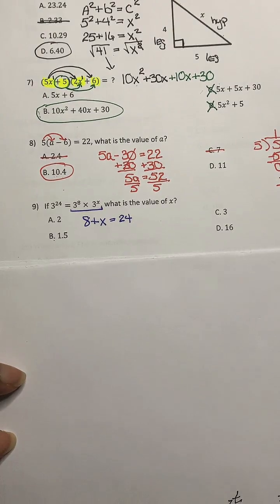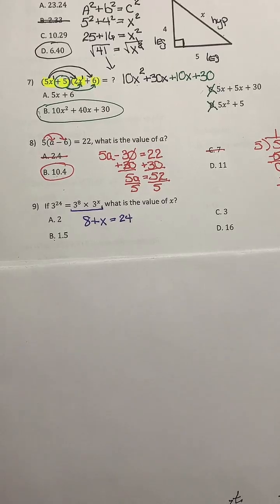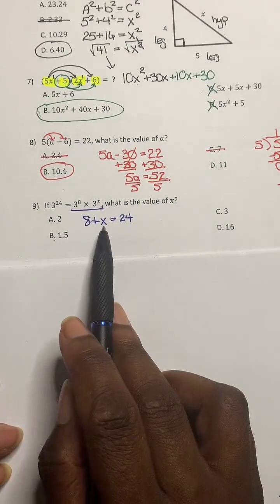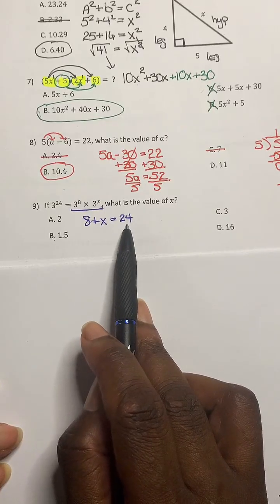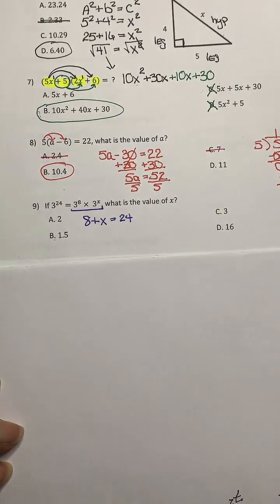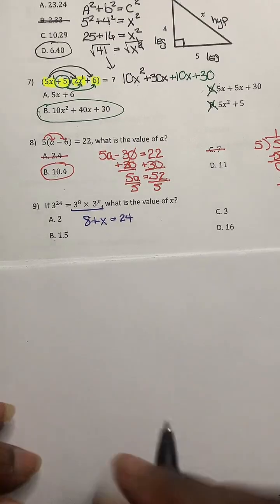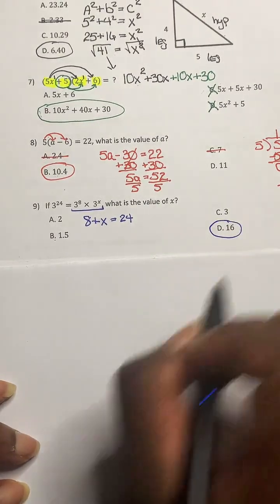Not 8 times. You're not multiplying the exponents, you're adding them. Multiplying, you add the exponents. Dividing, you subtract the exponents. So, what number can take the place of x to give me my 24? There we go. Okay, so we got our 16s, because 16 plus 8 will give me my 24.